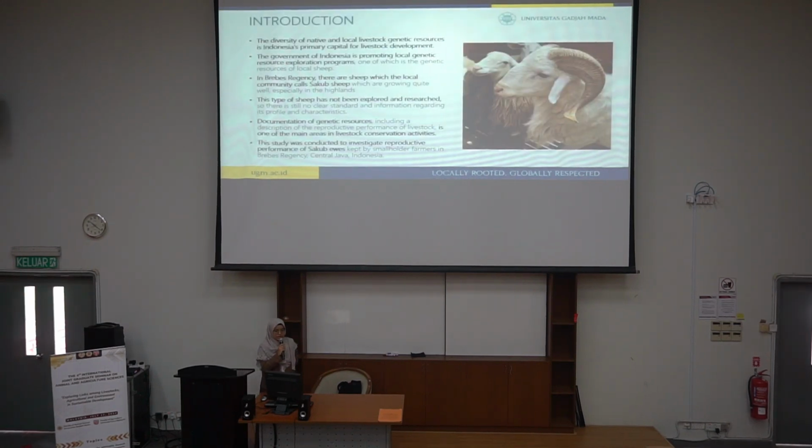And in Brebes Regency, one of the areas in Central Java, Indonesia, which has 34 provinces, and one of them is Central Java. In Brebes Regency, there are sheep which the local community calls Sapup sheep. Sapup is the name of a hill in Brebes, and it became the name of the sheep, which are growing quite well, especially in the highland.